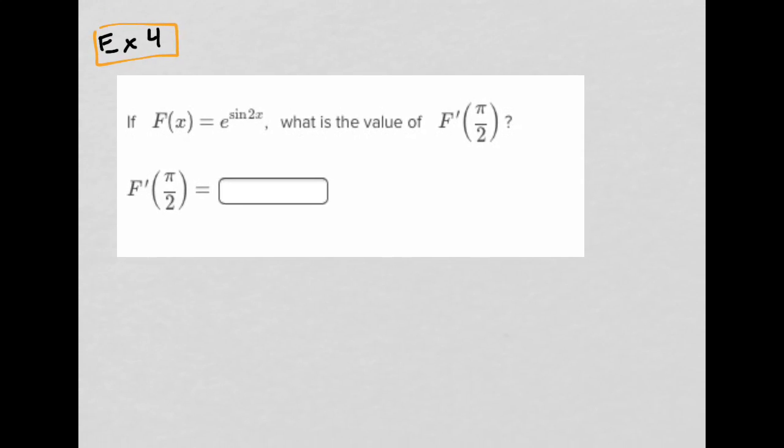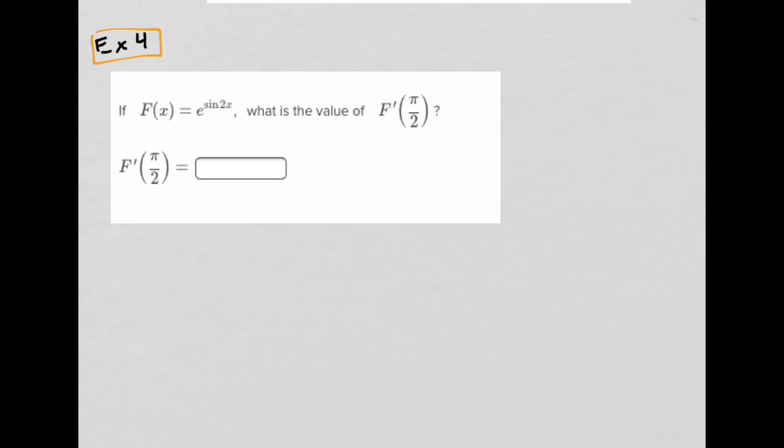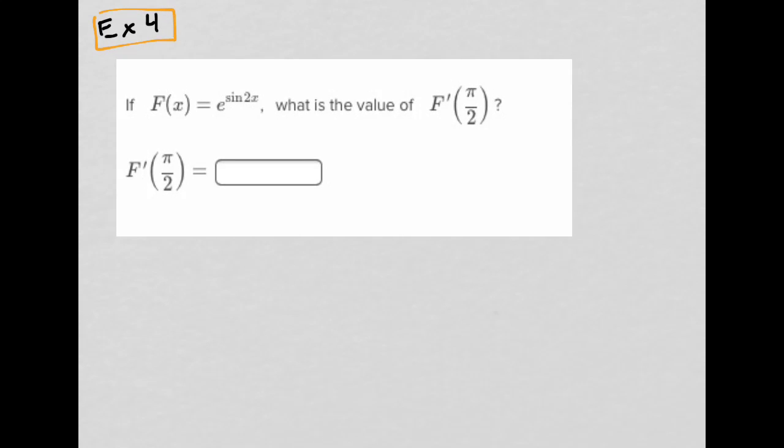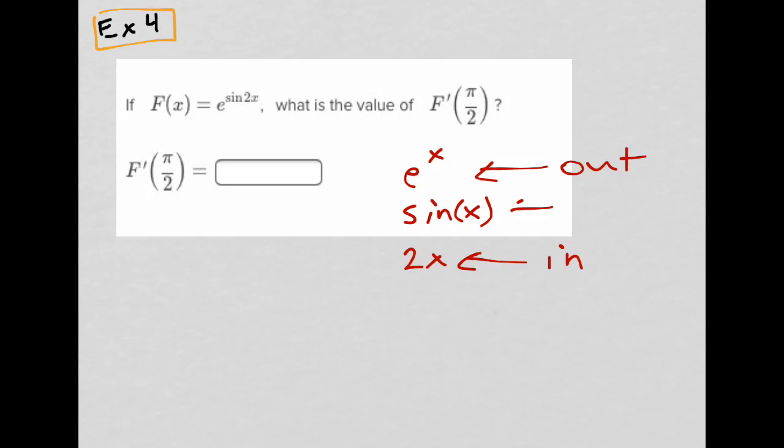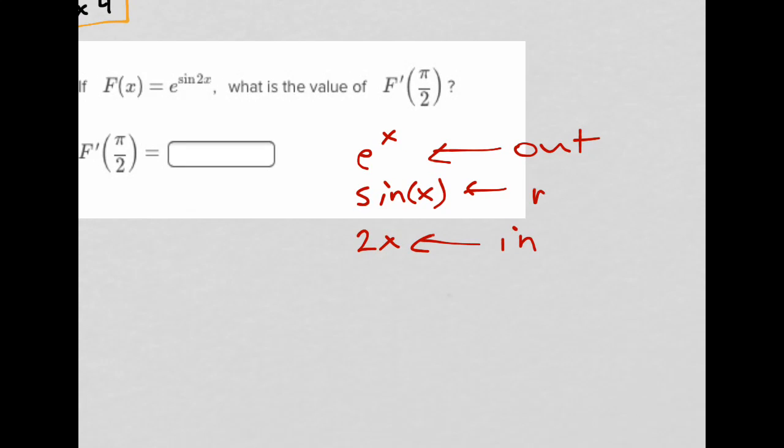Alright. On this one, f of x equals e to the sine of 2x. I'm going to write down my 3 functions. I know I have an e to the x, I have a sine, and I have a 2x. This has got to be the inside, because this is all the way on the inside. E to the x is on the outside. Okay. I don't know how you can tell. It's just by, like, maybe there should be parentheses around there. I don't know. Hopefully you get used to it. And this will be the middle.